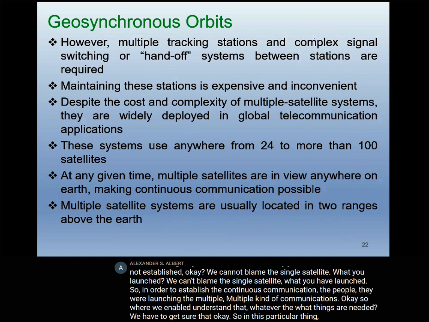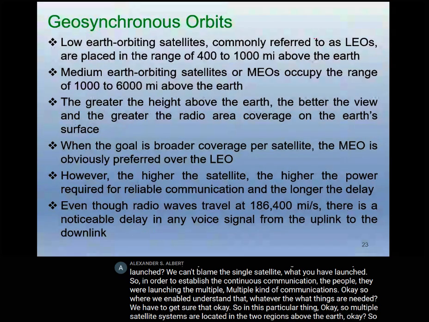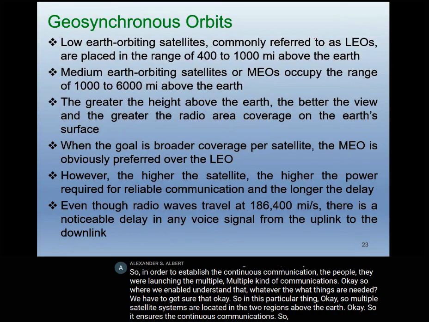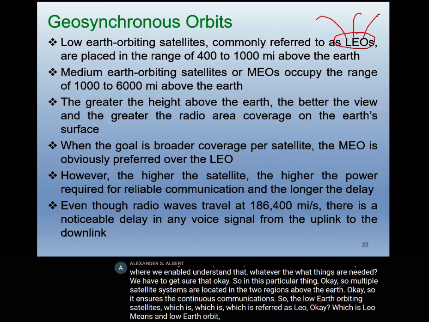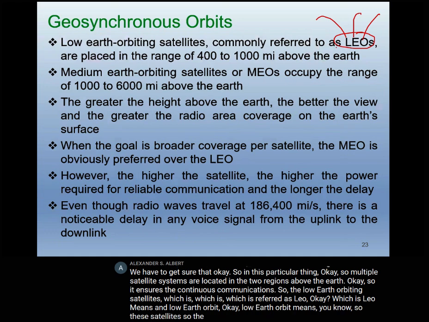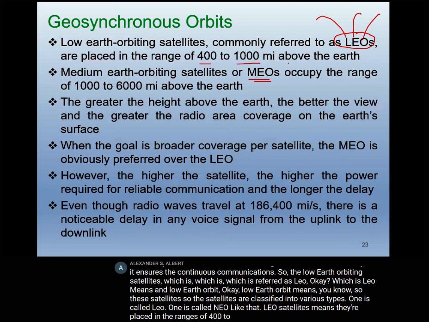Multiple satellite systems are located in two ranges above the Earth, which ensures continuous communication. First, the low Earth orbiting satellites, referred to as LEO. LEO means low Earth orbit. Satellites are classified into various types: one is called LEO, another is called MEO. LEO satellites are placed in the range of 400 to 1,000 miles above the Earth.